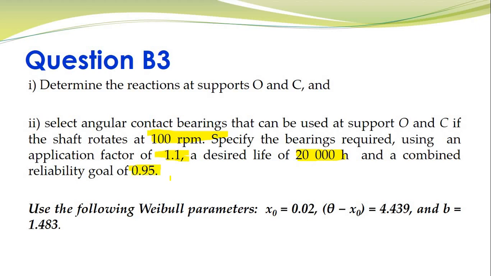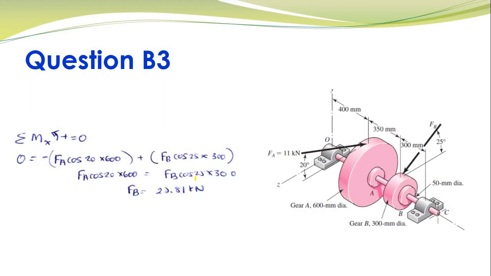We covered in our lectures that when combined reliability is given, we find the reliability of each bearing by taking the nth root of the combined reliability. Here n is the number of bearings, in this case 2. So the 2nd root of 0.95 is basically the square root of 0.95. Later on we'll get these values in. The first thing we need to do, as mentioned earlier, is find our force Fb.